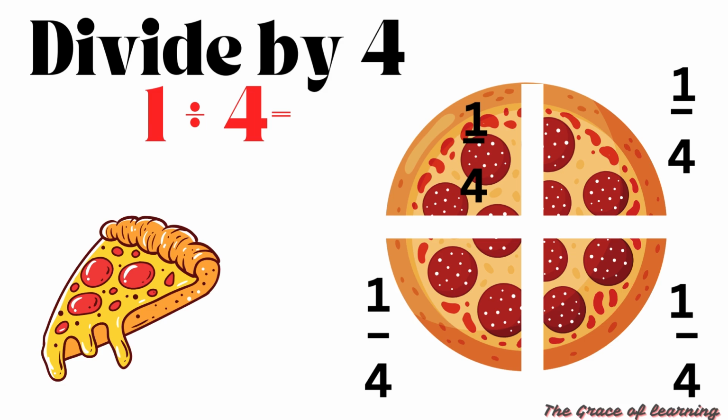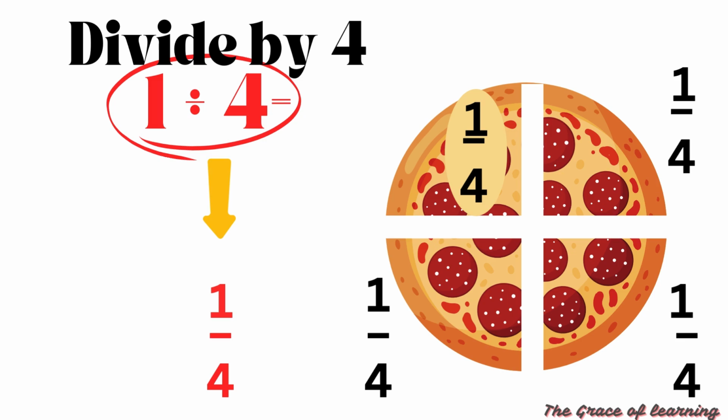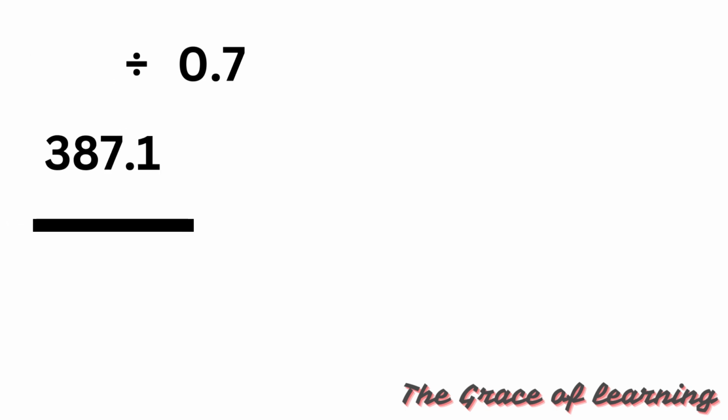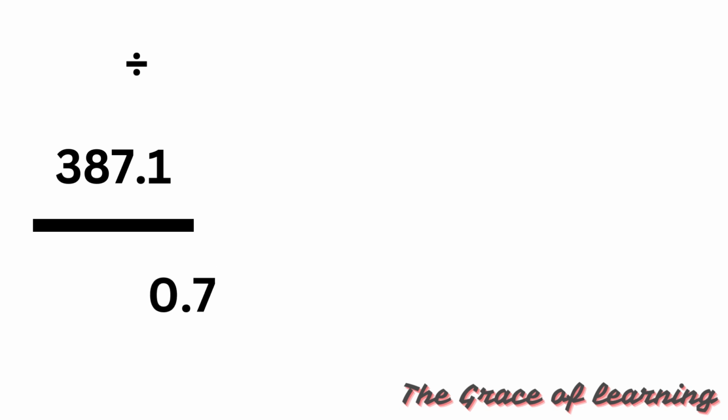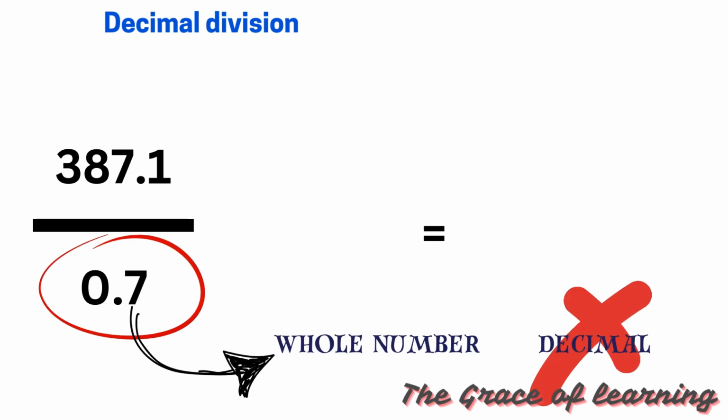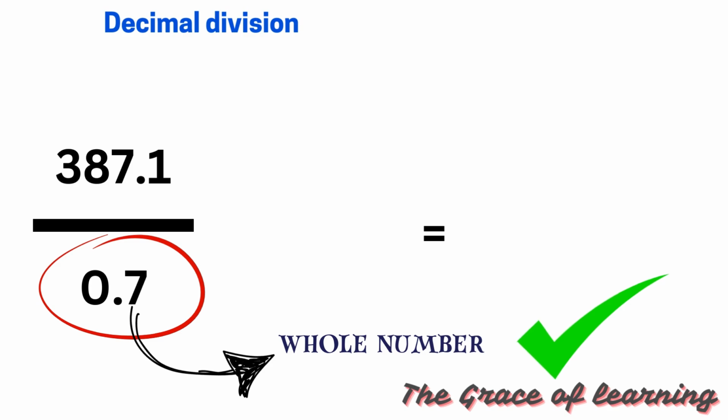What this tells us is division can be represented as a fraction. 1 divided by 4 becomes 1 out of 4, a fraction. So any division can be represented as a fraction. First thing first, I need to make the denominator a whole number. Once that's done, I could just divide it the same way I split the bill earlier in the video.